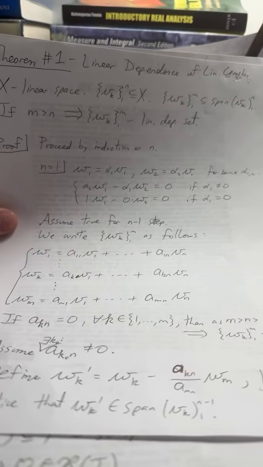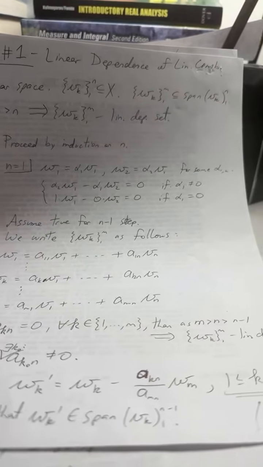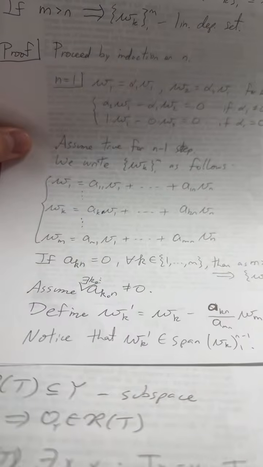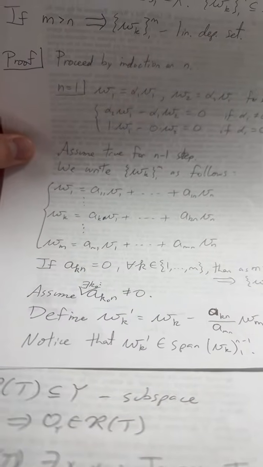So you proceed by induction. For n equal 1, everything's pretty easy to do. There's nothing really tricky about the base case. And then you do the inductive step, so you have this family of W's, which is given here, written out explicitly because it's in the span of the V's.